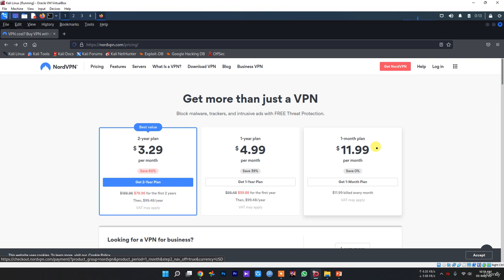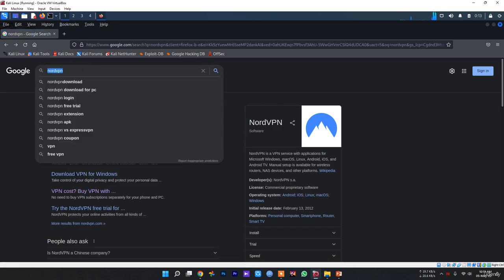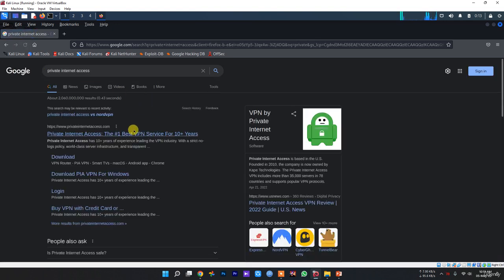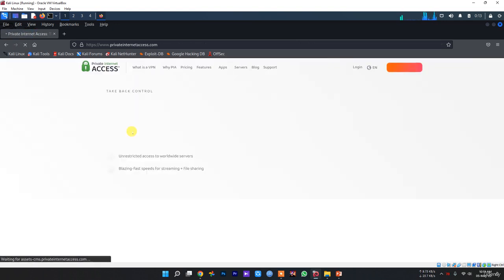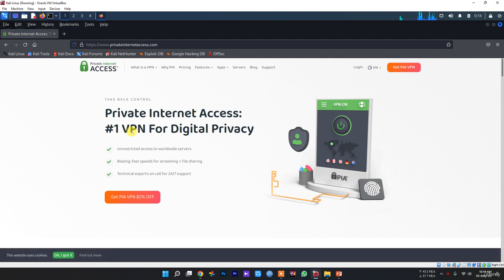So third is Private Internet Access. So let's search that. Private Internet Access is one of the secure anonymous VPNs with a code-proven zero-log policy and customizable security features. All of those have a 30-day money-back guarantee.